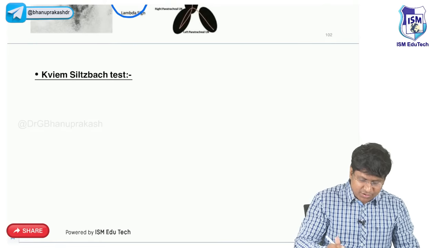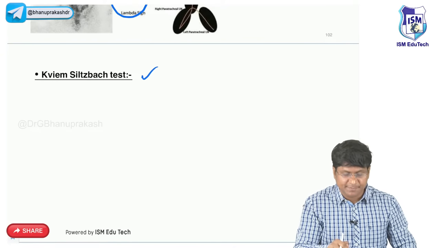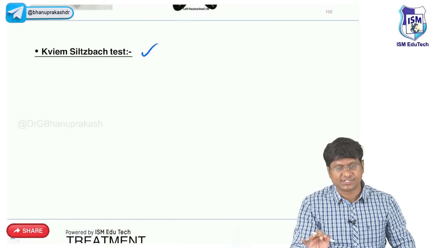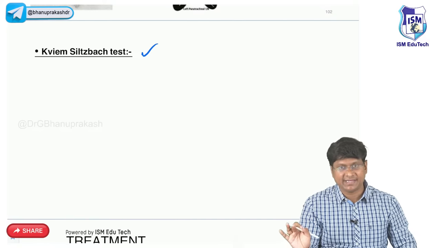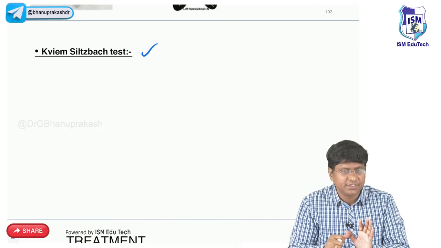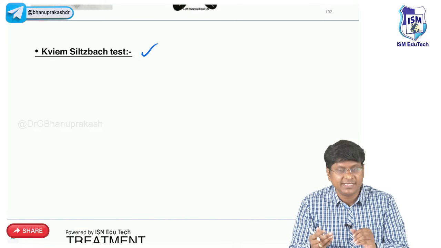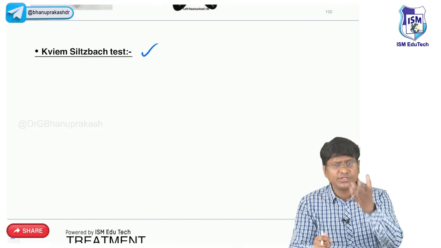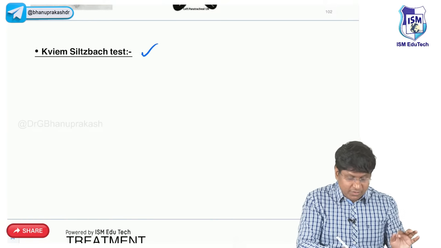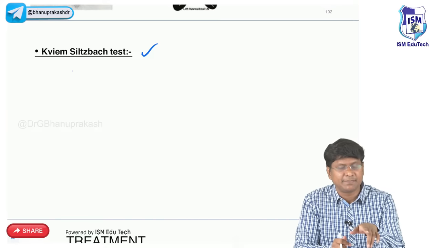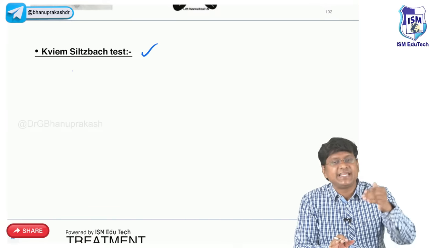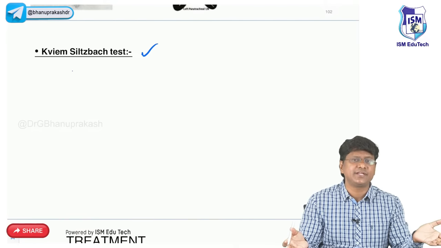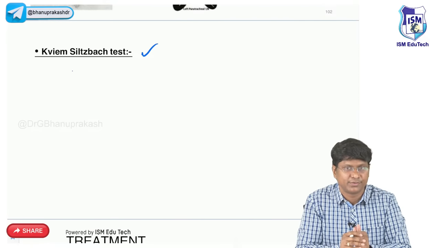And one more important test, which is only of academic importance, as this particular test is not being done now. That is called the Kveim-Siltzbach test, right? They can give it as one of the options in a question like which among the following is not an investigation done in sarcoidosis. So Kveim-Siltzbach might be one of the options. This investigation was done for sarcoidosis, but is not used in the present days, because we have many other new investigations for sarcoidosis, right?